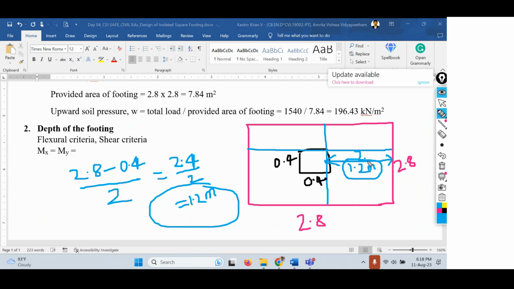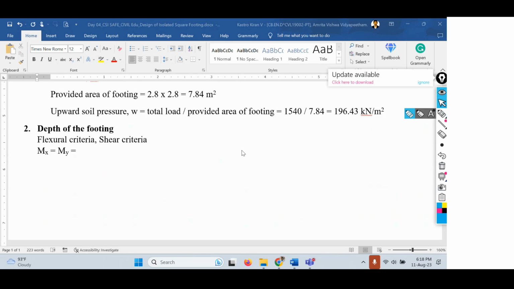See, the distance along length direction will become 1.2 and the distance along y direction will also become 1.2 because it's a square column and square footing. So we don't need to separately calculate this distance again. Both distances will remain same, which is 1.2 meters. Right. So now let us calculate for the moment along x and moment along y direction.